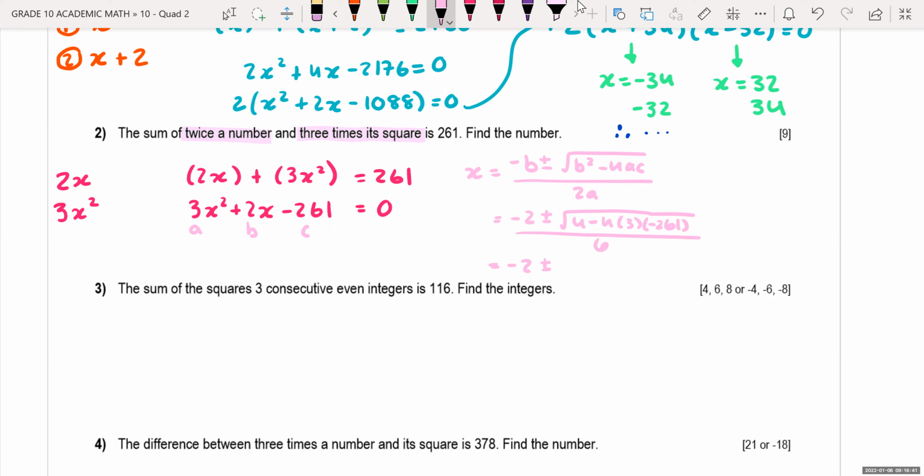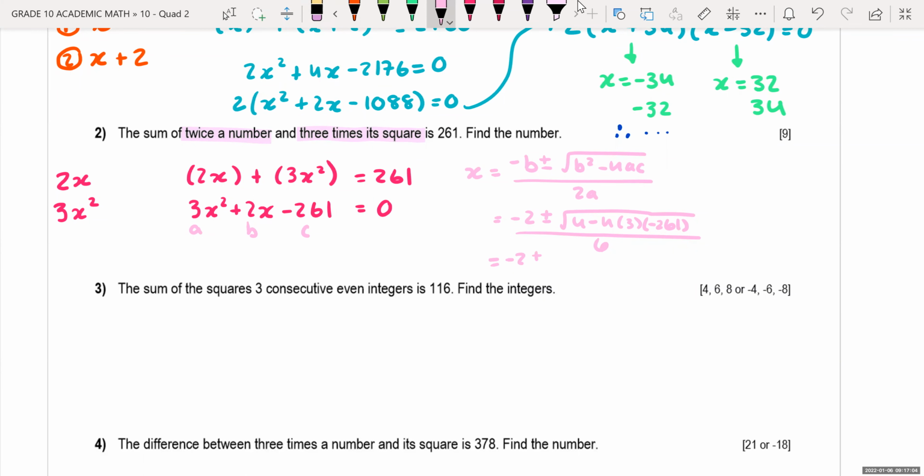-2 plus or minus, and then just grab your calculator and you're basically doing 4 plus 4 times 3 times 261. So I actually get 3,136.